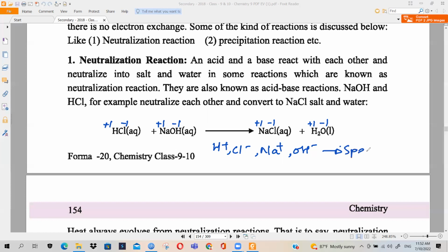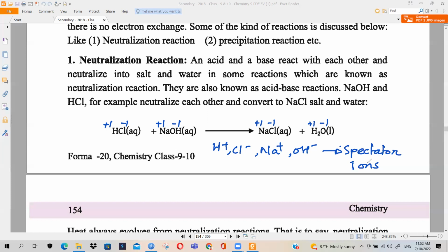So in these non-redox reactions, you will see that all of the ions are spectator ions. That is why this is a non-redox reaction. There is no change in the oxidation numbers. That means there is no exchange of electrons. That means they are all spectator ions. That is why they are neutralization reactions.